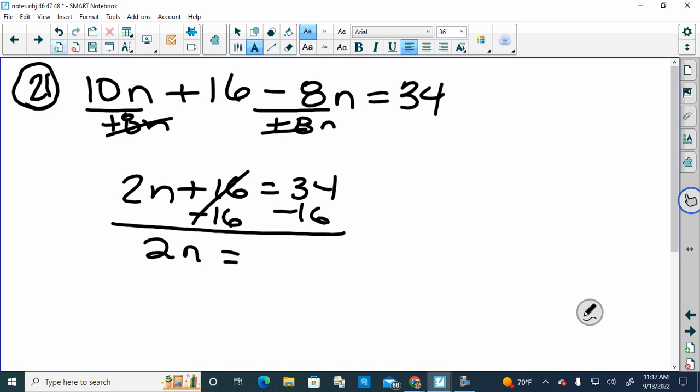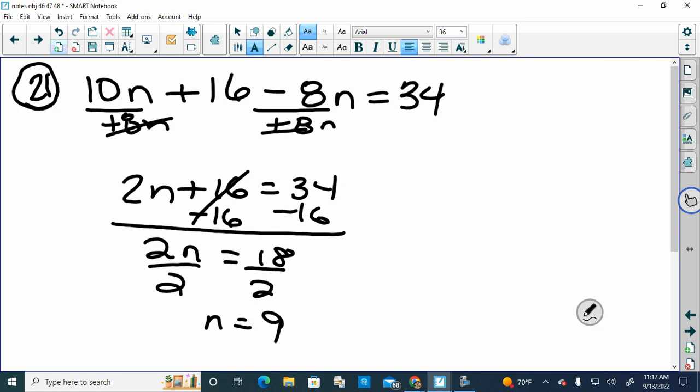And then 34 minus 16 gives you 18. And then divide by 2 would be my last step. So n would be 9. Okay, so just remember, you only do the opposite when you're moving things to the other side. You don't do the opposite when they're already on the same side together.